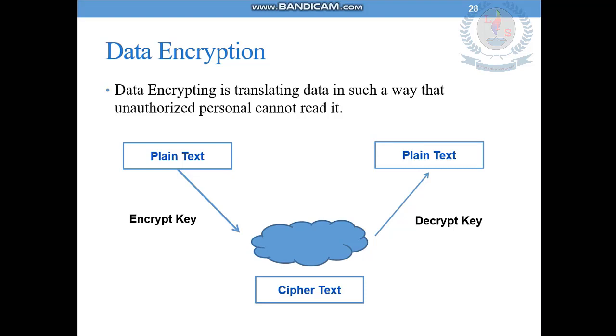Decrypt is the opposite process in encryption. Then the purpose of data encryption is to protect digital data confidentiality as it is stored on the computer system and transmitted using the internet or other computer networks. So this is about data encryption.